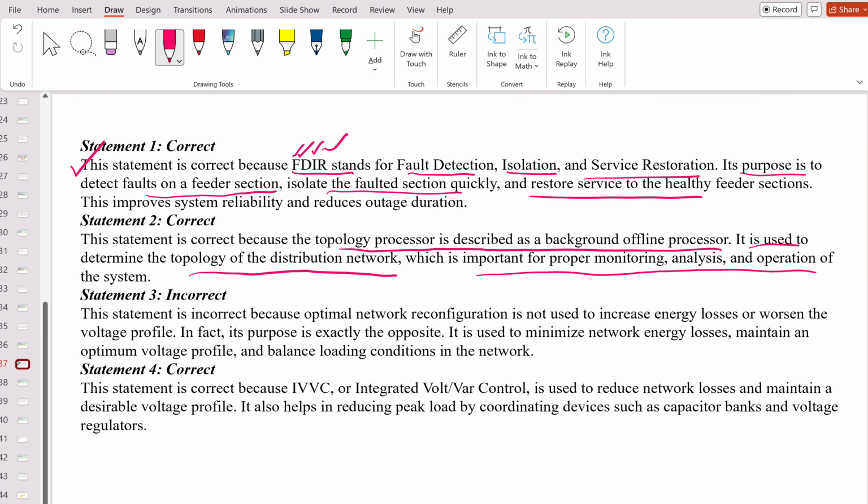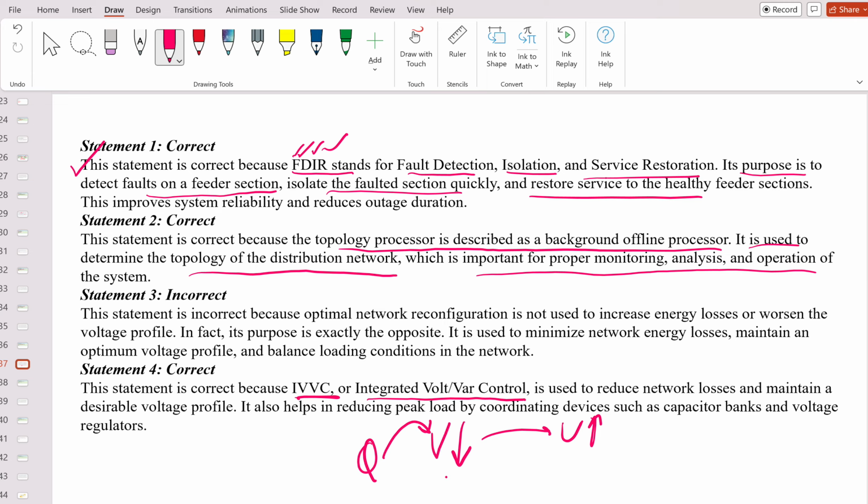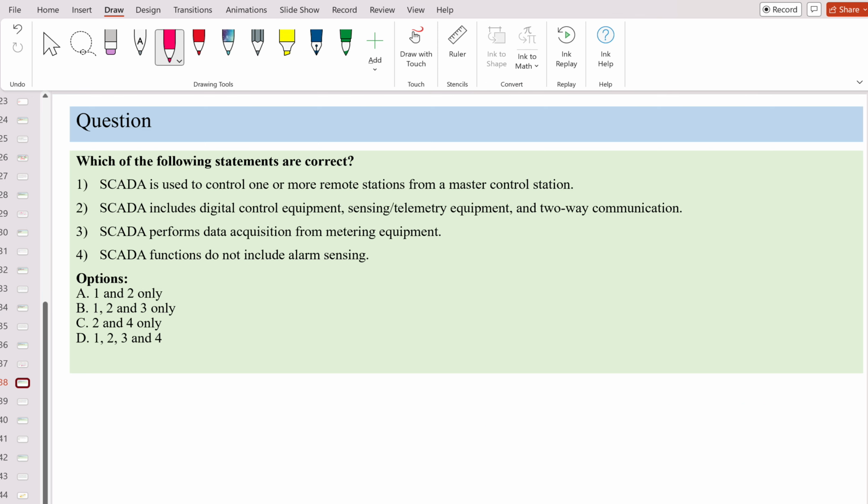That is false. And also when you see about the IVVC, IVVC is basically the integrated volt-VAR control. It means that whenever the voltage is dipping, you supply the reactive power support to improve the voltage profile. And when it is increasing, you absorb the reactive power to reduce the voltage to an optimal level. So that is called IVVC. It is to reduce the network losses and maintain a desirable voltage profile. It helps in reducing the peak load by coordinating devices such as capacitor banks or voltage regulators. You can say the shunt reactors. Okay, let's move further. Try to solve this.